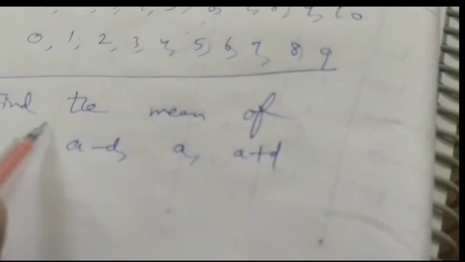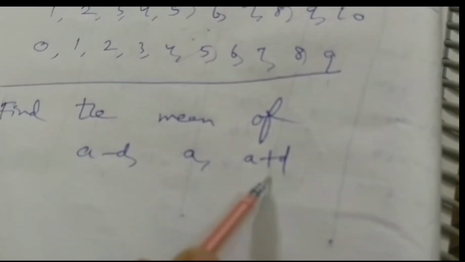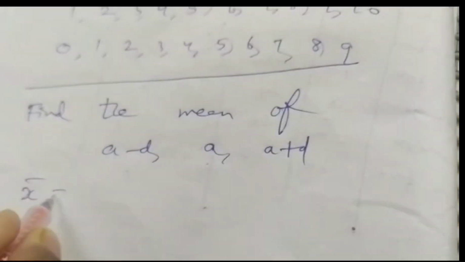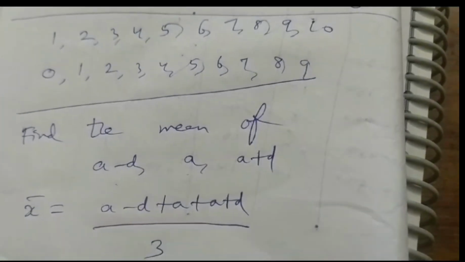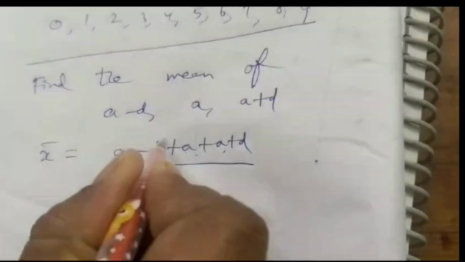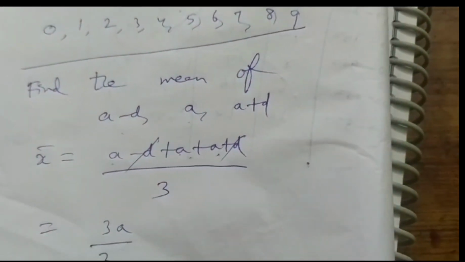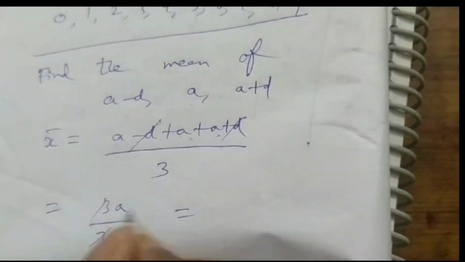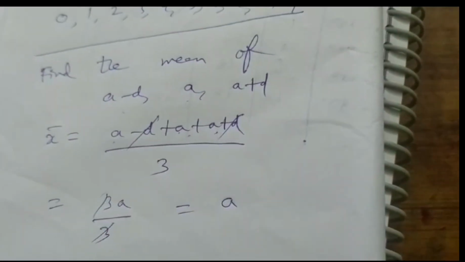Now let us find the mean of a minus d, a, a plus d. So what I have to do? Sum of the observations by number of observations. How many are there? 3. A plus A plus A, 3A. Minus d and plus d gets cancelled. It is 3A by 3. So 3 gets cancelled. A is the answer.